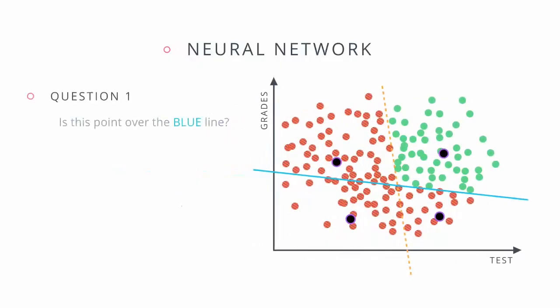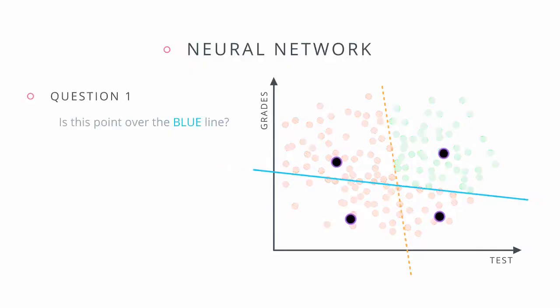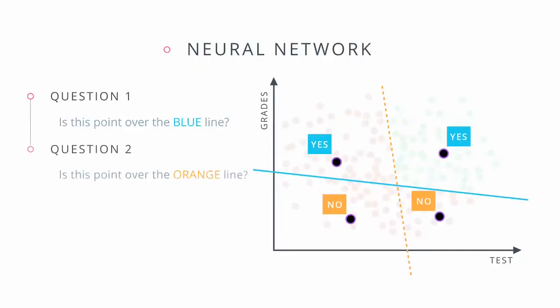The first question is, is the point over the blue line? Let's answer that question based on the 4 black points in the graph. We can see that for these 4 points, the answers are yes, yes, no, and no. The second question is, is the point over the orange line? And we can see that for the 4 points, the answers are no, yes, no, and yes.